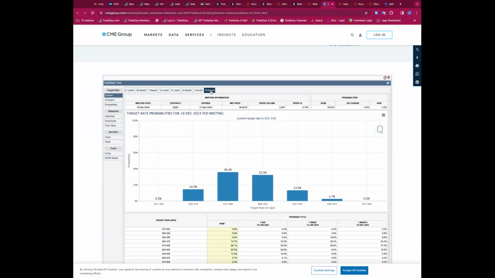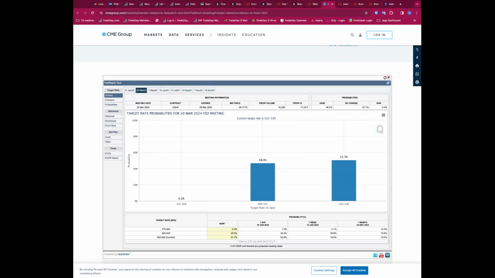If we go to the end of the year, we're at 375 to 400, previously from 525 to 550. What is that? We're still at 150 down, right? Yeah, we're still at 150 down. So the market is still looking for 6 rate cuts by the end of the year, a total of 150 down. That's pretty much where it's been since the December Fed meeting. Although we're not necessarily looking for them starting in March.